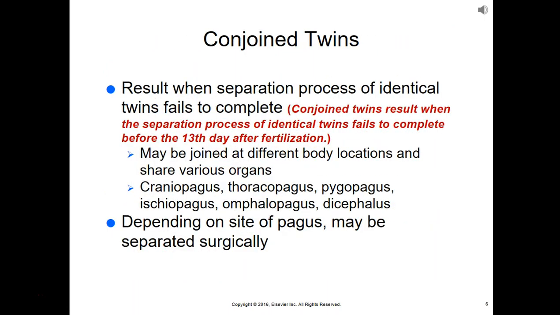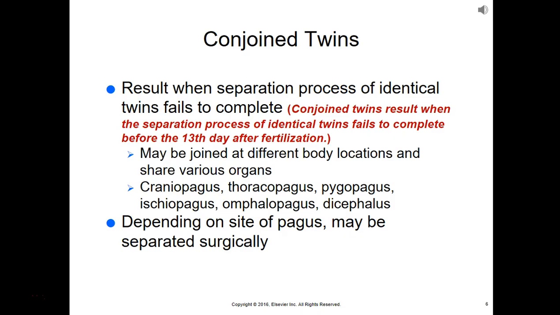So next we are going to talk about conjoined twins. Conjoined twins result when the separation process of identical twins fails to complete before the 13th day after fertilization. So that's the key there.